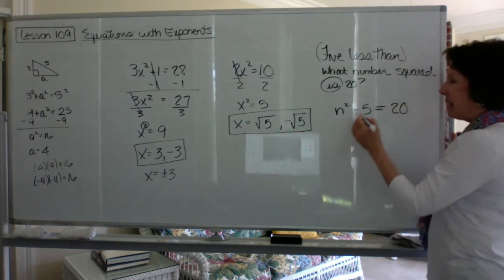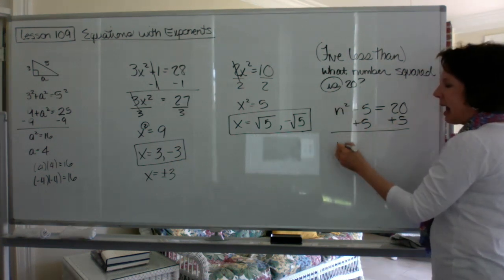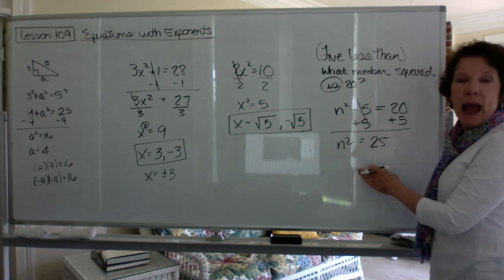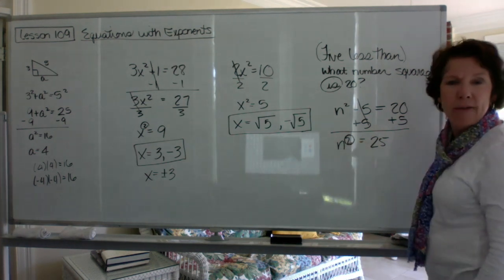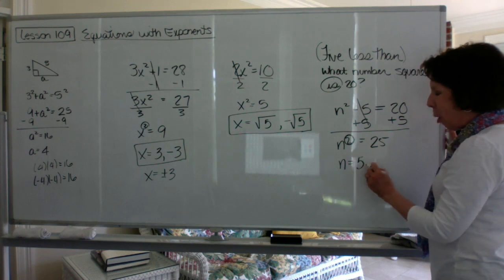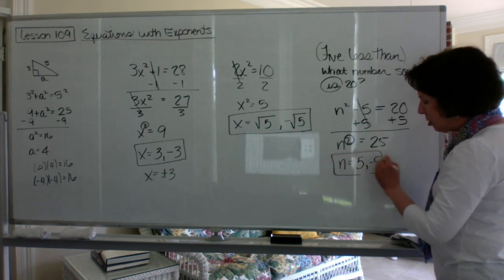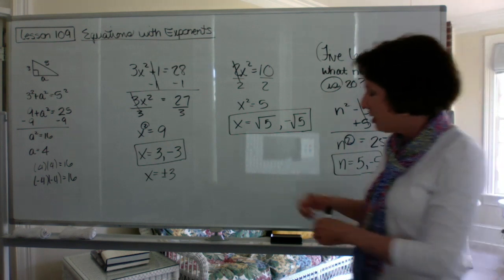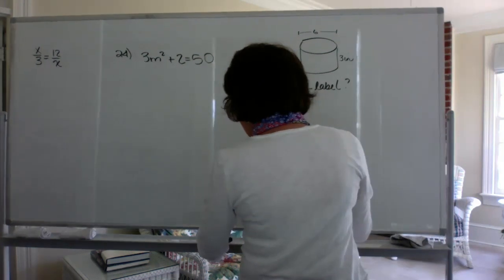Now, what do I do to both sides here? I add 5 to both sides, draw my line, n squared, that cancels out, equals 25. Well, how many solutions am I going to have here? I'm going to have 2. And they are, my number can equal 5, or my number could equal -5. 2 solutions when I'm not doing the Pythagorean theorem.